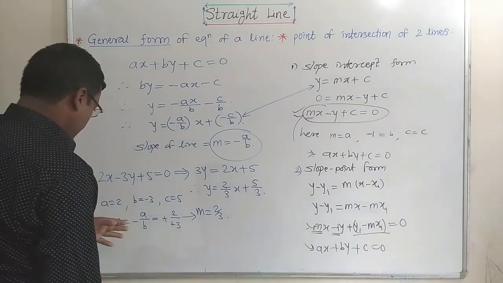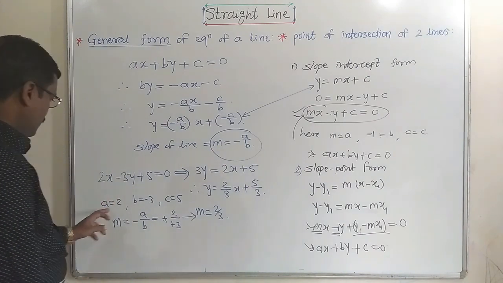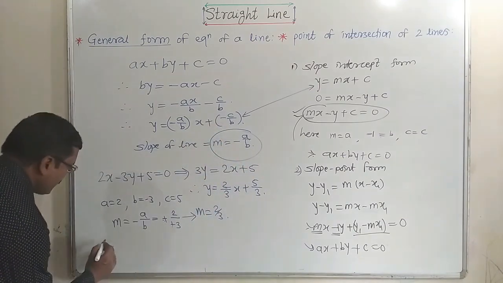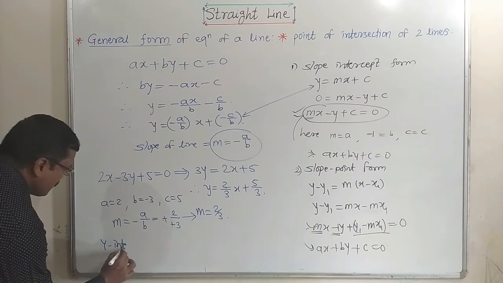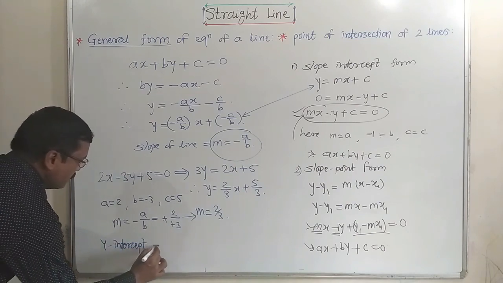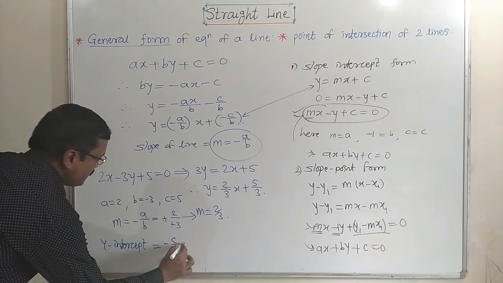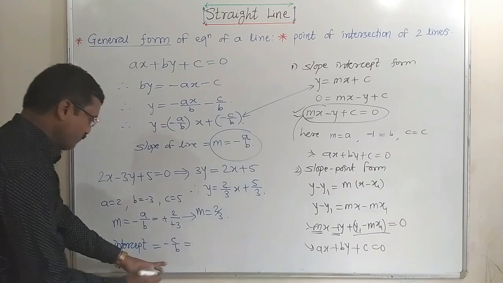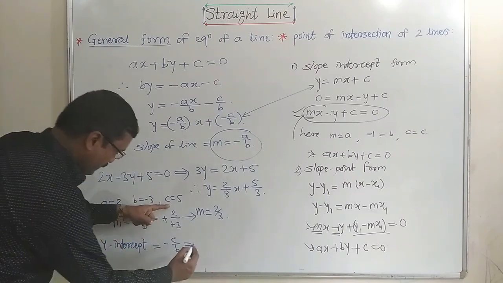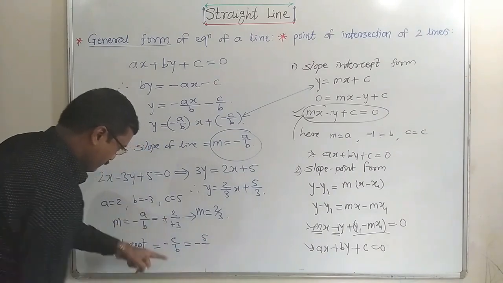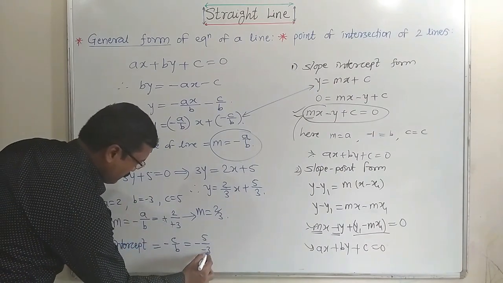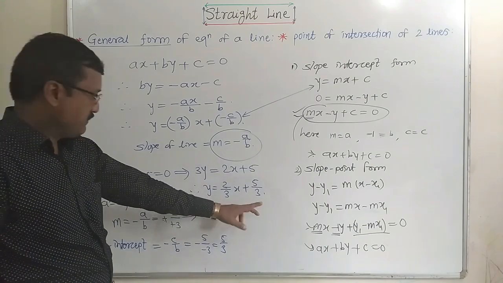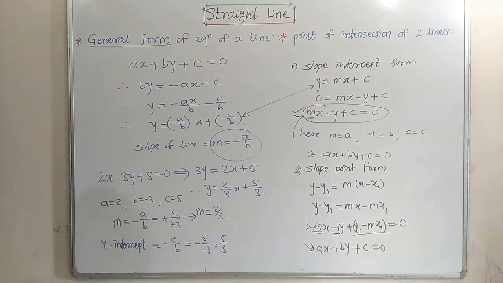So what about intercept? Here we have written a, b, c. So intercept is minus c upon b. It is y intercept. So y intercept is equal to minus c upon b. That is the formula for y intercept. Here c is equal to 5 and b is minus 3. So it becomes 5 by 3. That we get here. 5 by 3 is our y intercept.